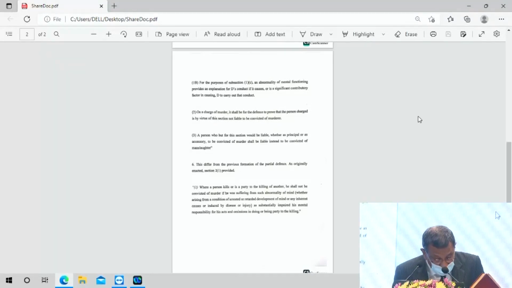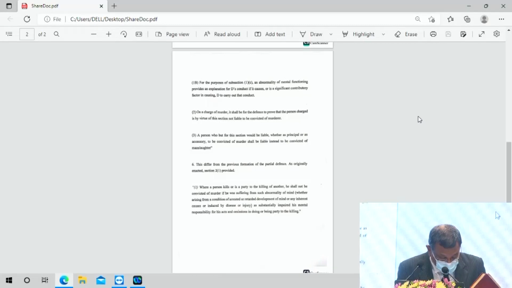C, substantially impaired D's ability to do one or more of the things mentioned in subsection 1A. Subsection 1A you find towards the bottom. C, provides an explanation for these acts and omissions in doing or being a party to the killing. Then what are those things referred to in subsection B?